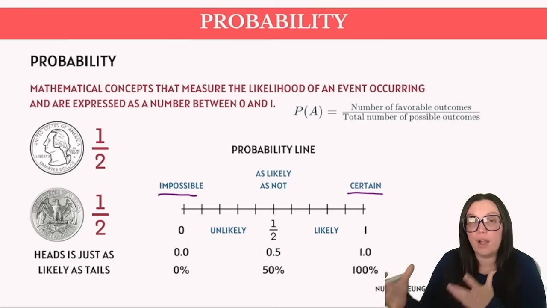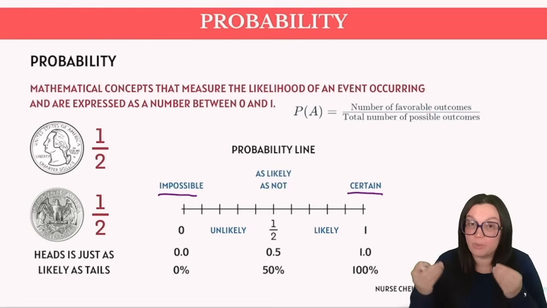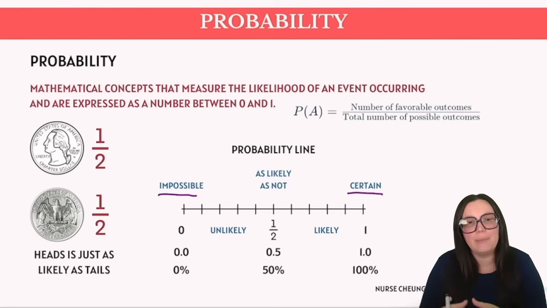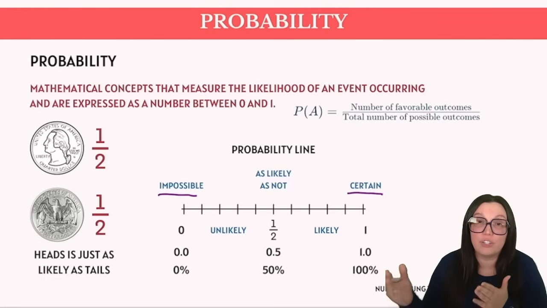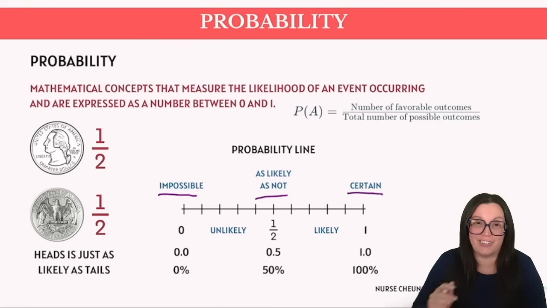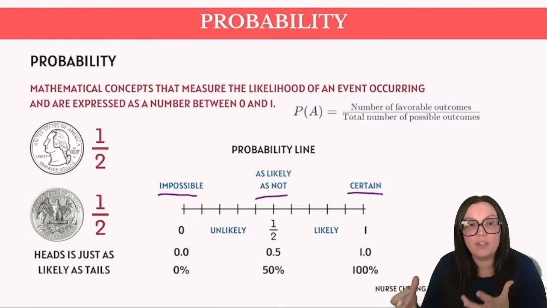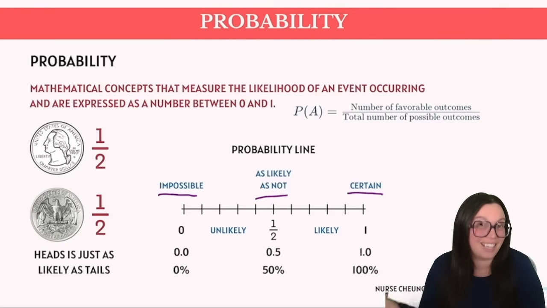When we talk about a probability of 1/2, such as with our coin toss, it means that the event has an equal chance of occurring as it does of not occurring. If the probability falls below 1/2, the event is considered unlikely, whereas if the probability is above 1/2, it's going to indicate the event is likely to happen.